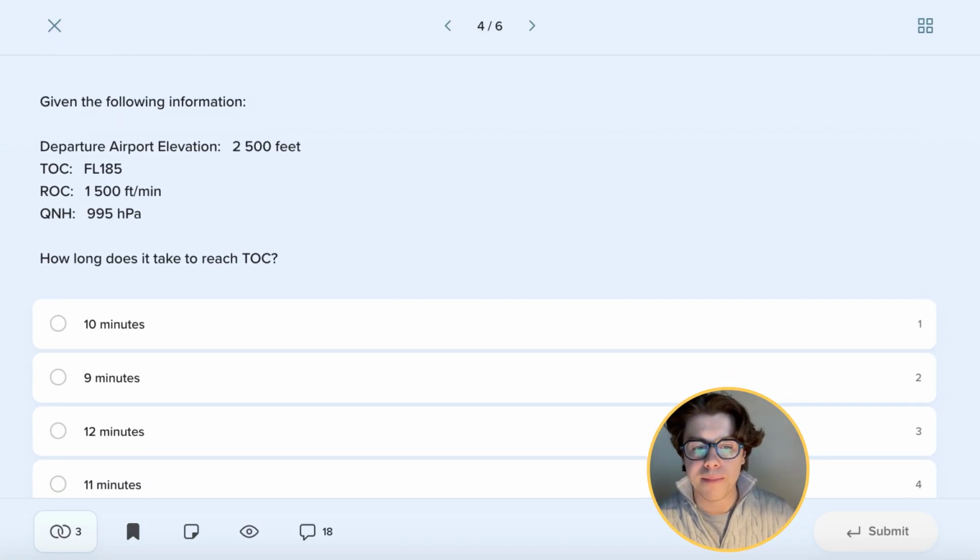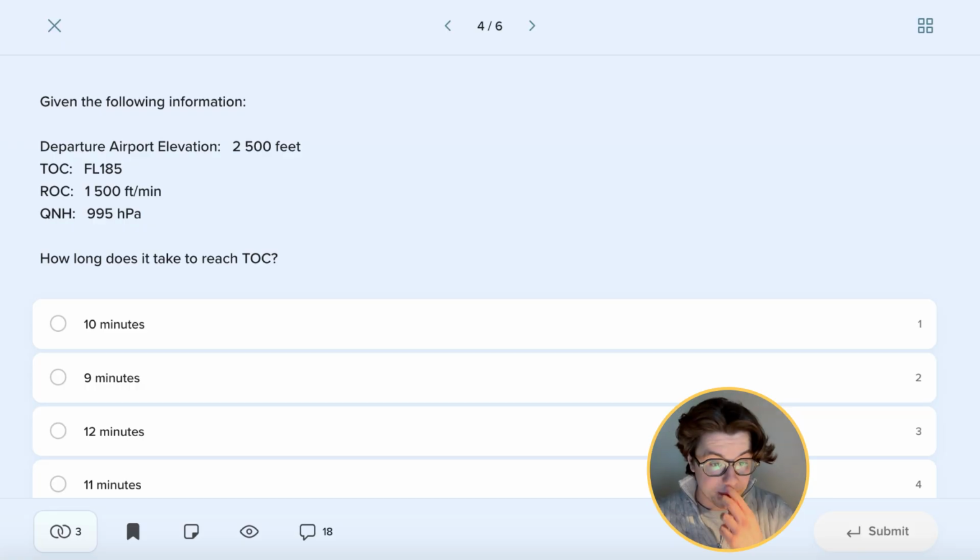And now for question number 4. So given the following information, departure aerodrome elevation 2,500, top of climb 1,800, flight level 185, sorry, rate of climb 1,500, and then the given QNH, how long does it take to reach our top of climb? Of course, for these situations, again, you need to change your flight level into altitude, because we need to calculate how high we are actually realistically climbing.